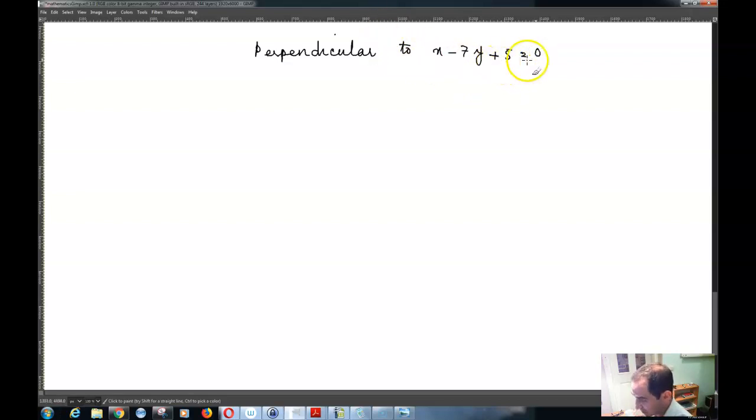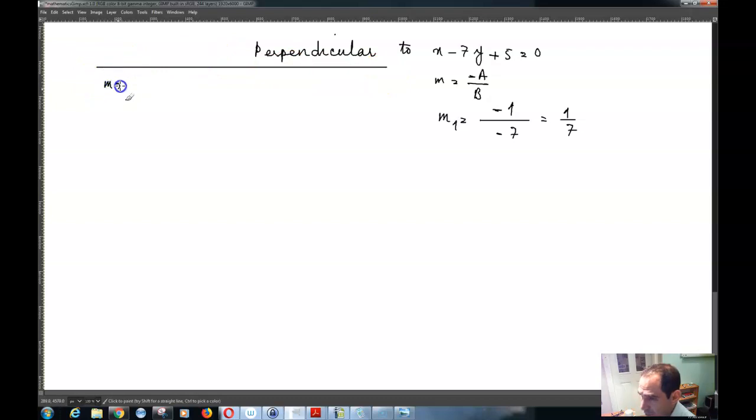So if I calculate the slope of this line, you know that m is equal to negative a by b. So basically that means that the slope of this line is equal to negative a over b, which is equal to negative 1 over negative 7, which is equal to 1/7. Now I call this m1, and I call the slope of the line that we want to find m2.